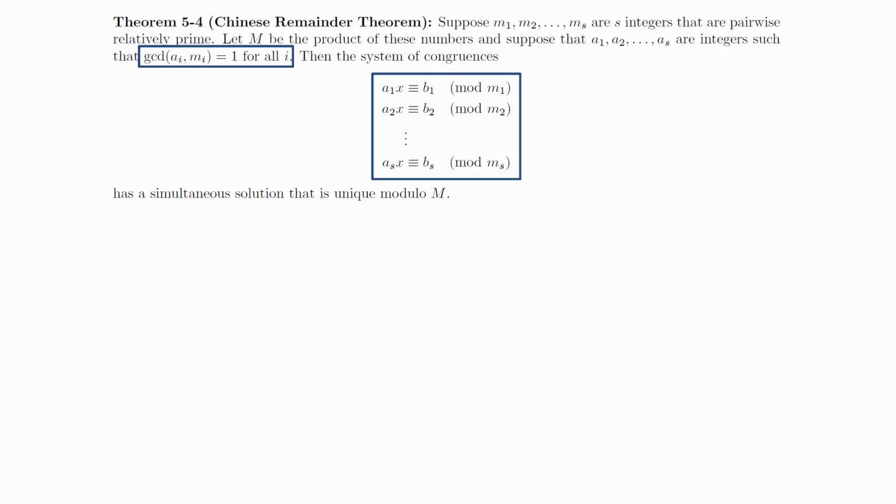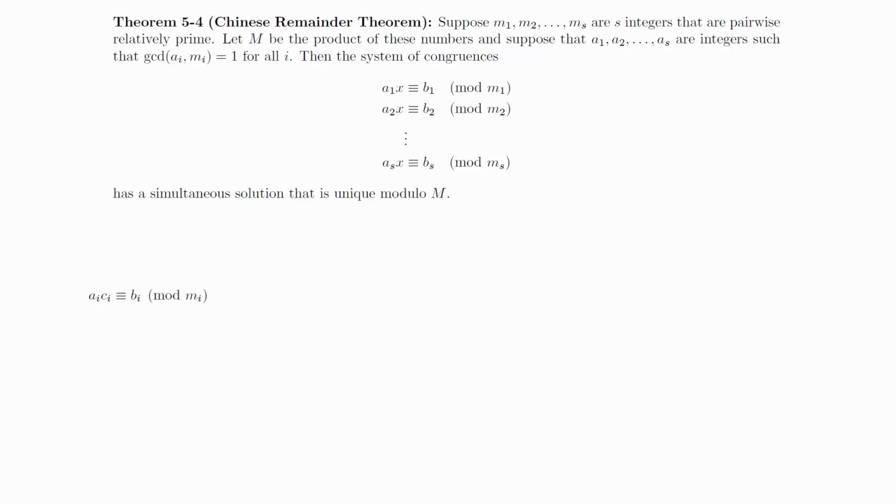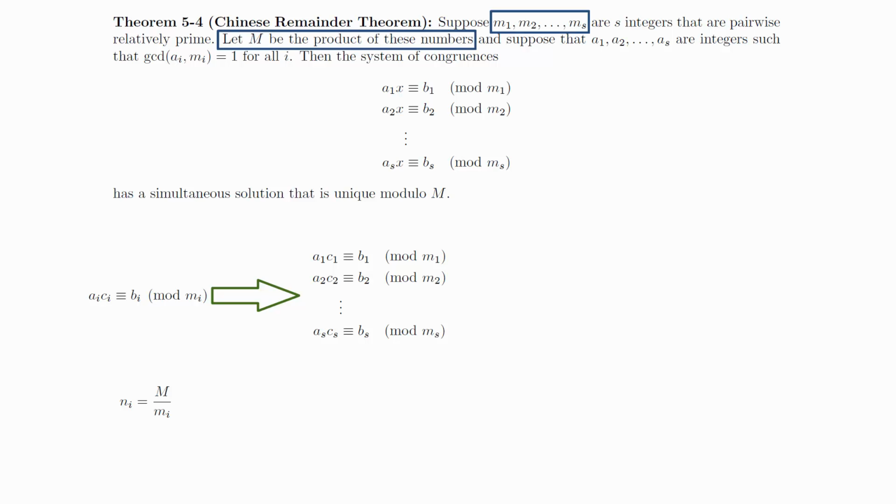To prove this theorem, first notice that each congruence individually has a solution because the GCD of ai and mi is equal to 1. Let Ci be a solution to the ith equation so that ai times Ci is equal to bi mod mi. We now define another collection of numbers ni by ni is equal to capital M over mi. In other words, ni is the product of all the mj except for mi. Notice that ni is relatively prime to mi since all the mi are pairwise relatively prime. This means that there exists another number ni prime such that ni times ni prime is congruent to 1 mod mi. This is the multiplicative inverse of ni.